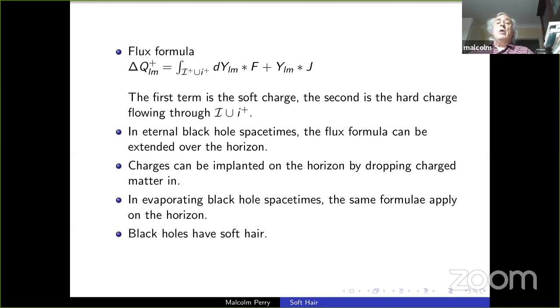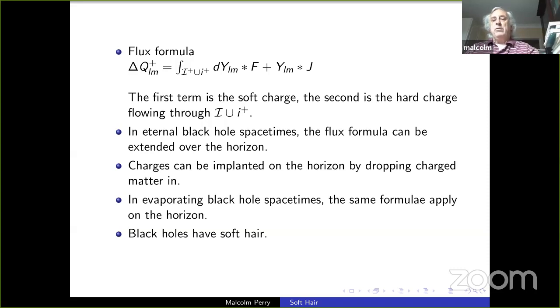change, but over all of the future or past endpoints of the region that you're considering evolution in. So if you have an eternal black hole space-time, you'll need to extend the flux formula over all of the horizon, and that will give you some idea of the charges entering or leaving the black hole. You can, for example, implant charges into the black hole, and I guess Andrea is going to say something about that a little bit later on.